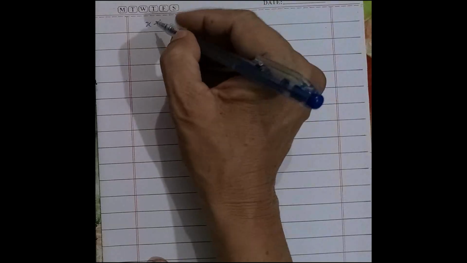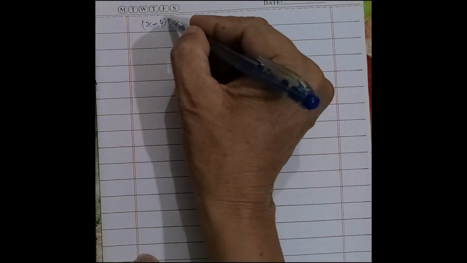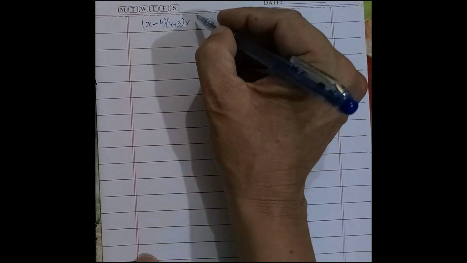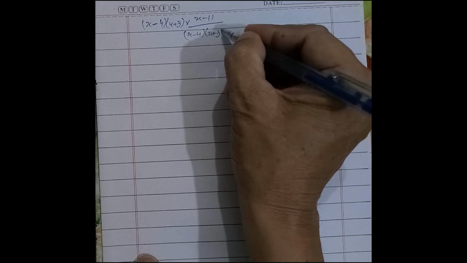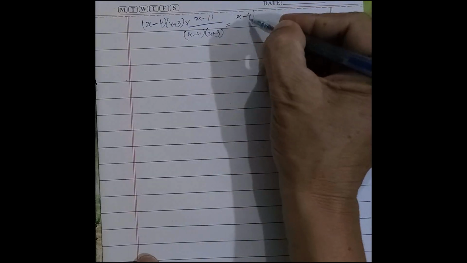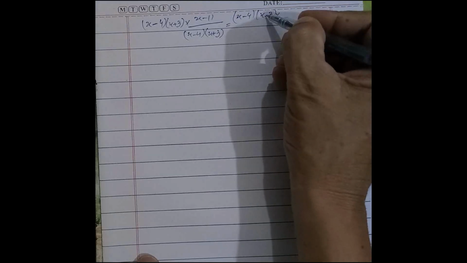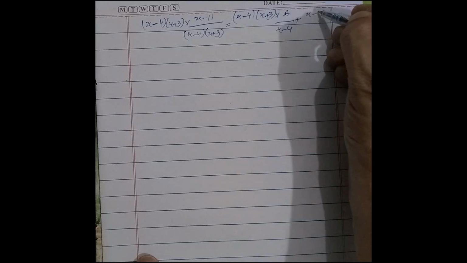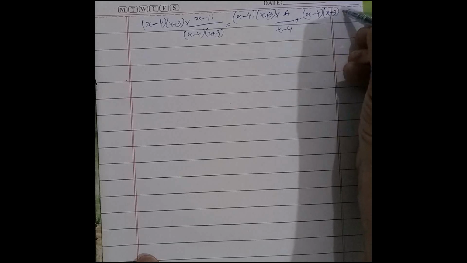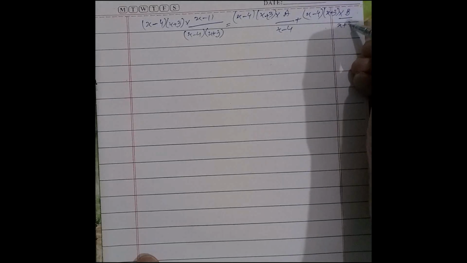We get x minus 4 into x plus 3 multiply by x minus 11 over x minus 4 into x plus 3 is equal to x minus 4 into x plus 3 multiply by a over x minus 4 plus x minus 4 into x plus 3 multiply by b over x plus 3.